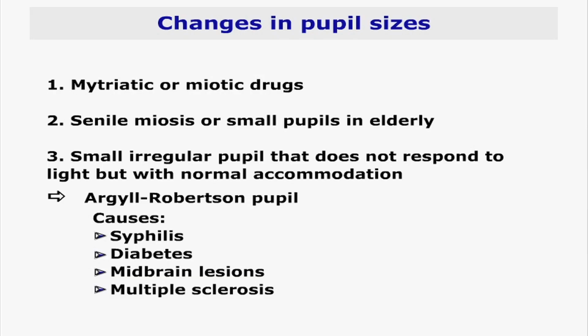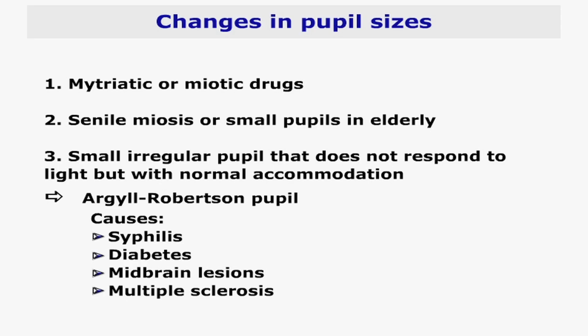If both pupils are large or small, consider if the patient is taking mydriatic or miotic drugs. Senile miosis or small pupils is often observed in the elderly. A small irregular pupil that does not respond to light, but with normal accommodation, may indicate Argyll-Robertson's pupil. Causes include syphilis, diabetes, and rarely midbrain lesions and multiple sclerosis.